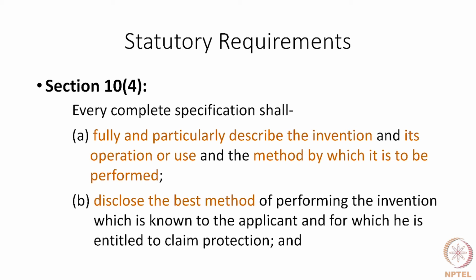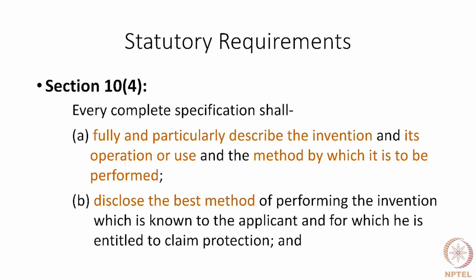Now, there is also a requirement in section 10.4, which states that the disclosure of the best method has to be done. The complete specification should disclose the best method of performing the invention which is known to the applicant and for which he is entitled to claim protection. So there is a requirement called the best method requirement. Now, what does the best method requirement ask an applicant to do? It simply requires him to disclose the best method. And the best method should be something that is known to the applicant.